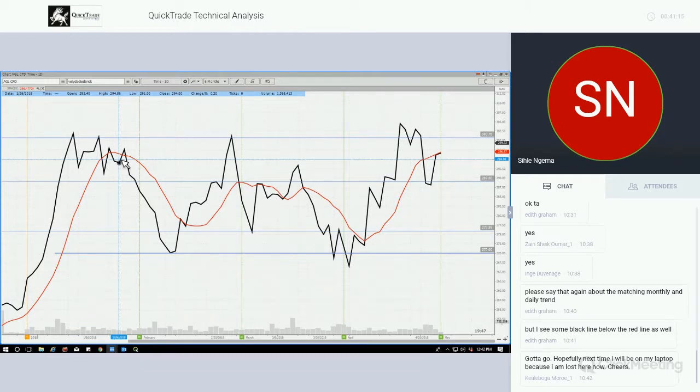They should all paint the same picture. If the monthly is above the red line and the daily is below the red line, there is a conflict there. It means that there is no agreement between the two. But when the monthly is above the red line and the daily is above the red line, that means that they are in agreement. They are saying buy.